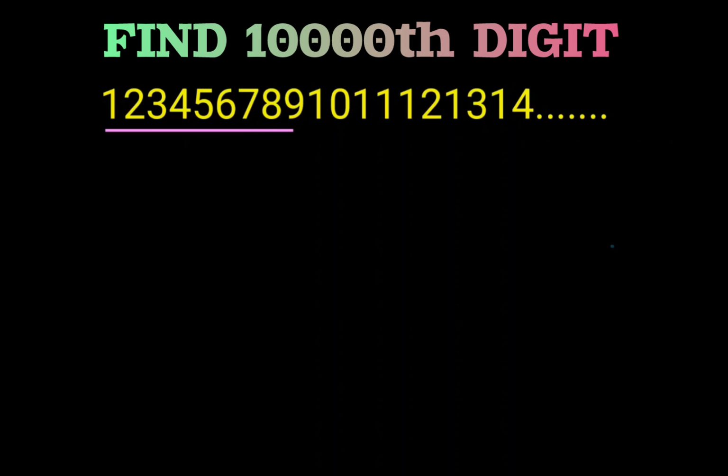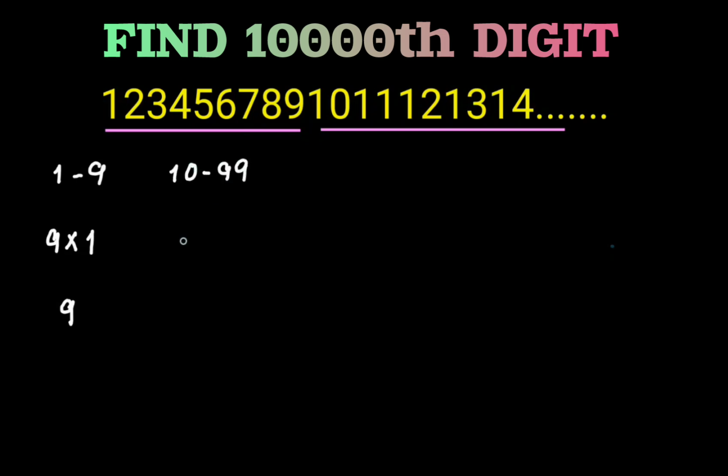From 1 to 9 you have all the single digit numbers, which means you have 9 single digit numbers. So multiply 9 by 1, and 9 digits have been used so far. From 10 to 99 you will have all the 2 digit numbers. That means 90 into 2, that is 180 digits have been used in 2 digit numbers.